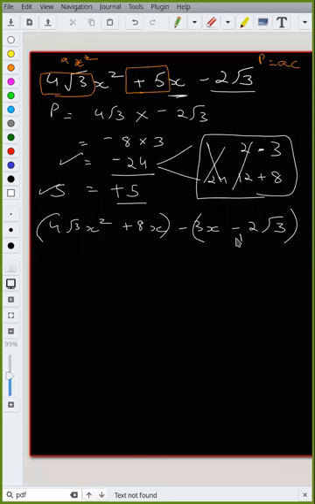Right? So we change this to plus, then what? So that becomes minus 3x plus 2 root 3. And then we have the value, so we can solve it. Now what do we do? Yeah, so what is the common term here?